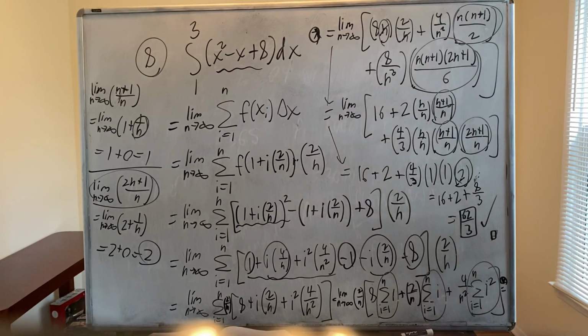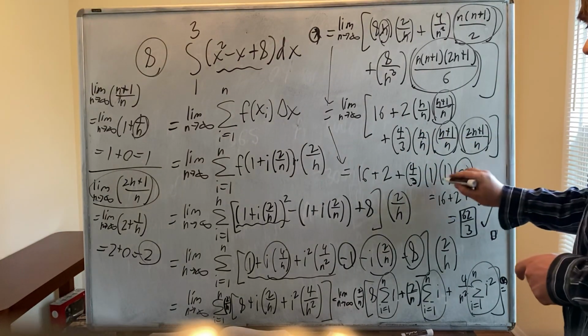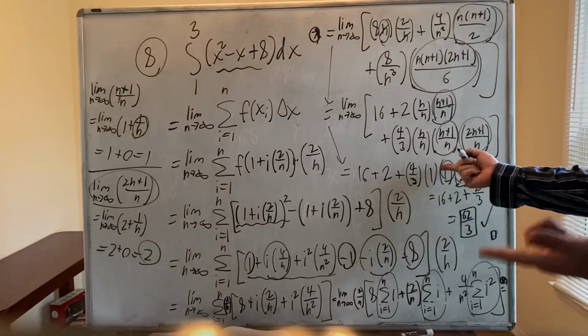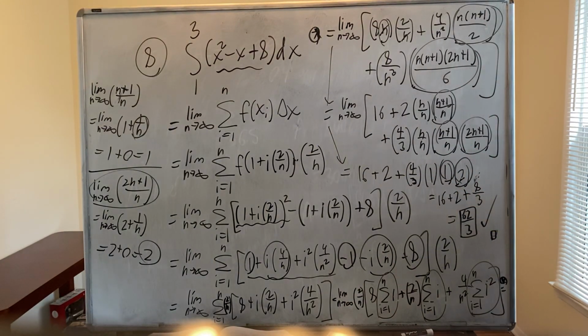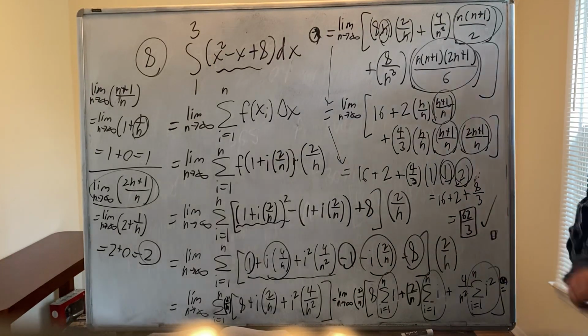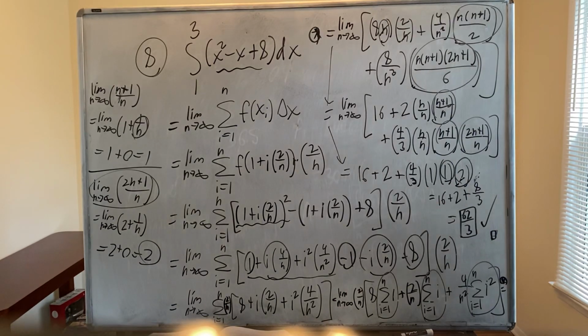Okay? And the limit of this guy was 1. N over n is 1. The limit of the constants itself. Okay? Alright, so then this is how you do this kind of a problem. And the answer is 62 over 3. So that's number 8.